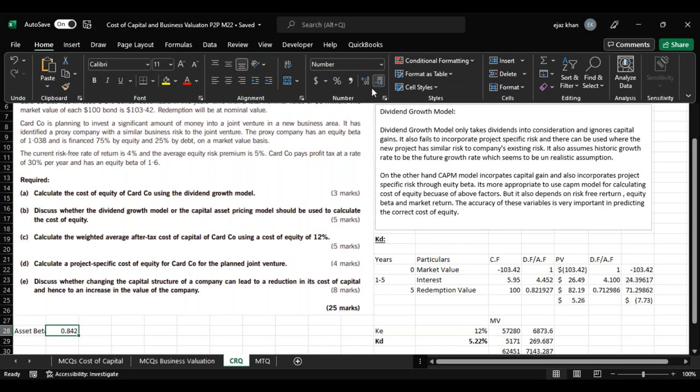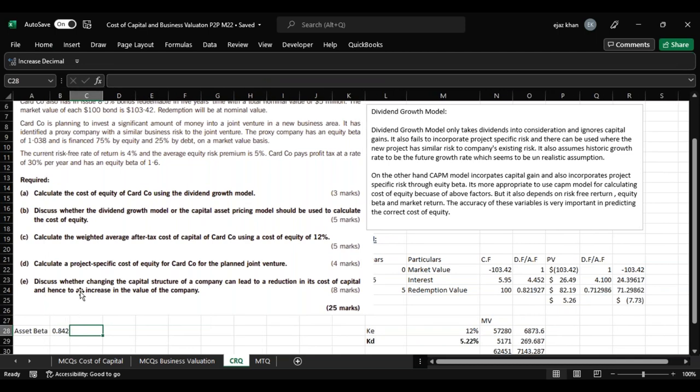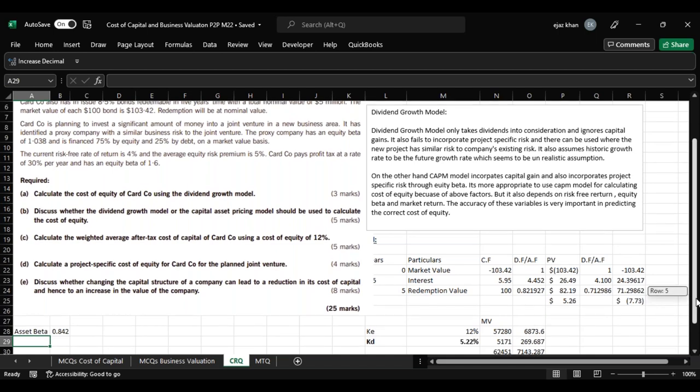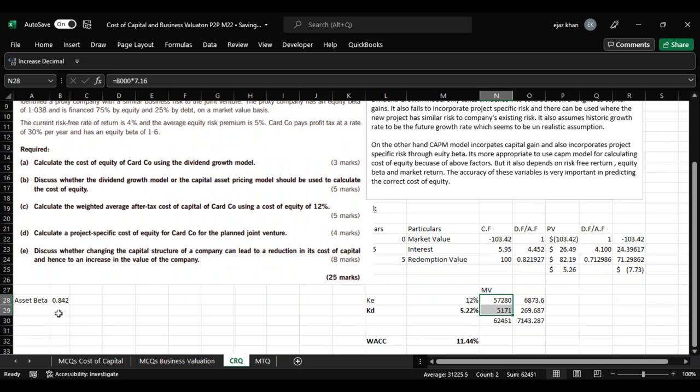Let us reduce the decimal places to 3. Sorry, this is now the asset beta. Now this is showing only the business risk. Now we have to regear it, and for regearing, we have to use Card Company's figures. We have already calculated the market values of equity and debt, so we use these to convert it into an equity beta. We'll be using Card Company's debt to equity ratio.